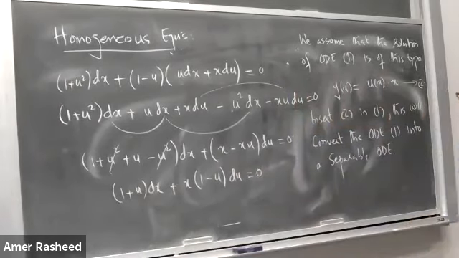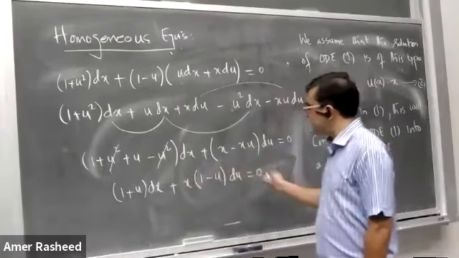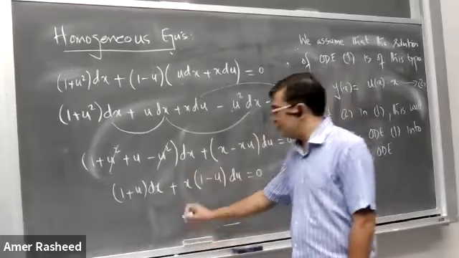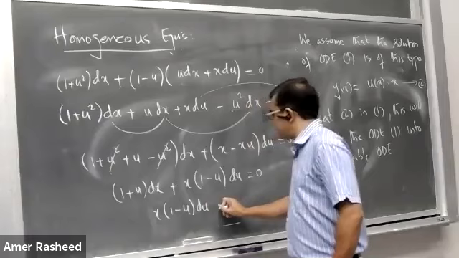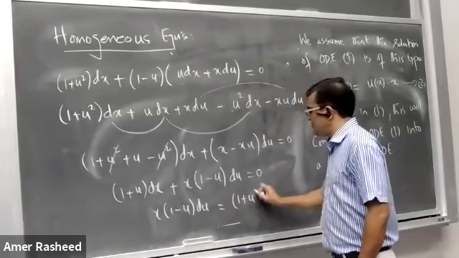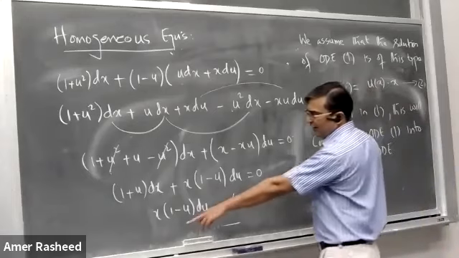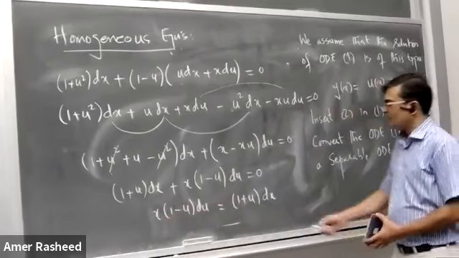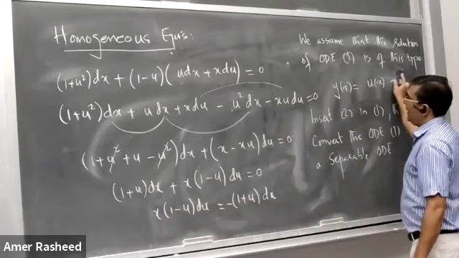Now you can see that this differential equation is separable. You can separate the variables. You take this term on the other side and divide by 1 plus u. So (1 minus u) du is equal to (1 plus u) dx. Now you divide by the term on the left hand side and divide by x on the right hand side. There will be a minus here. Thank you.